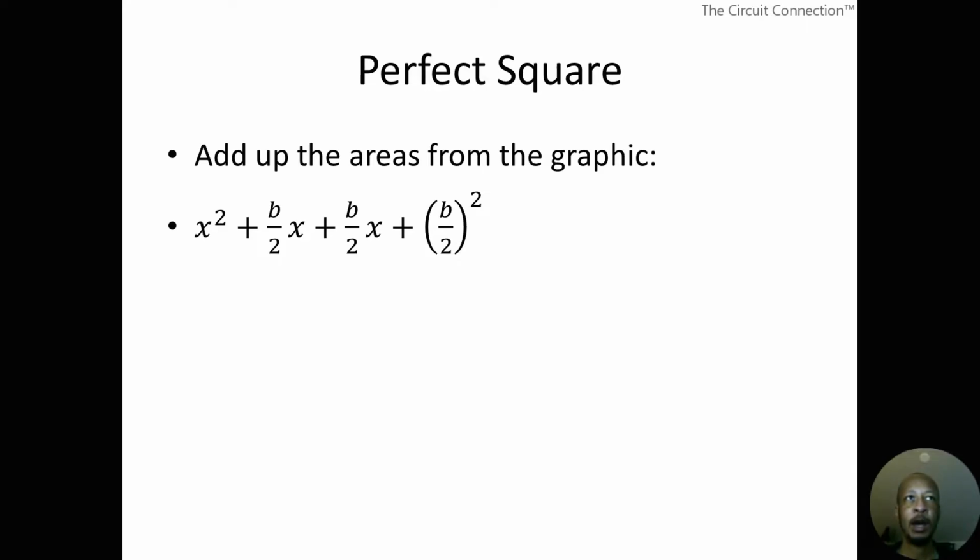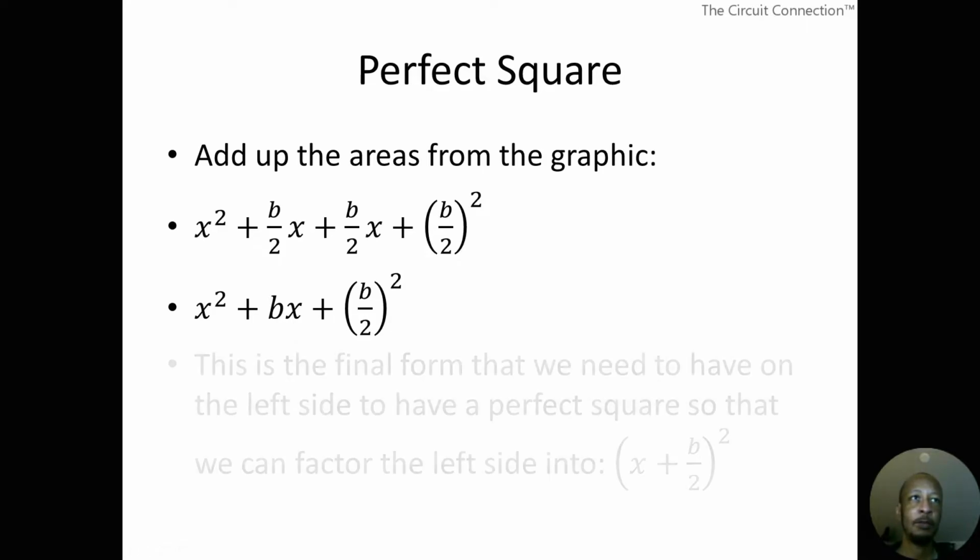When you combine like terms, which are your b over 2x plus b over 2x, you end up with x squared plus bx, because you have half of b plus another half of b, which gives you 1b. So it combines to be bx there. And so that's what you have. You've combined all your like terms.